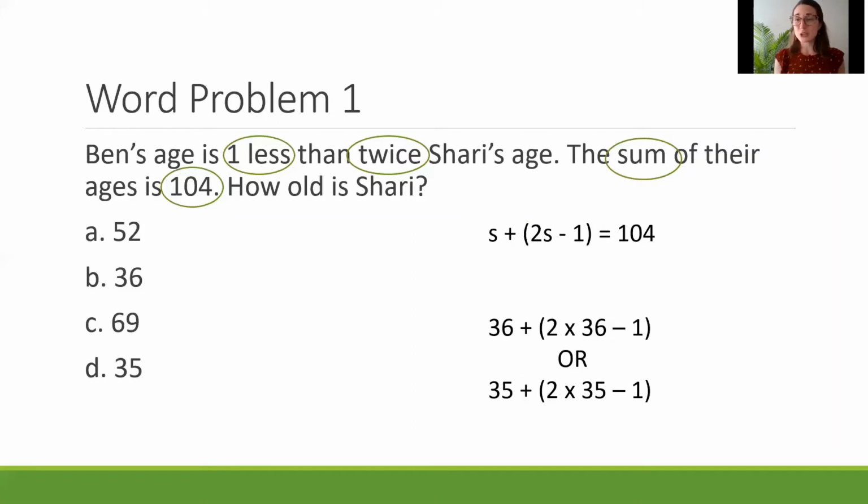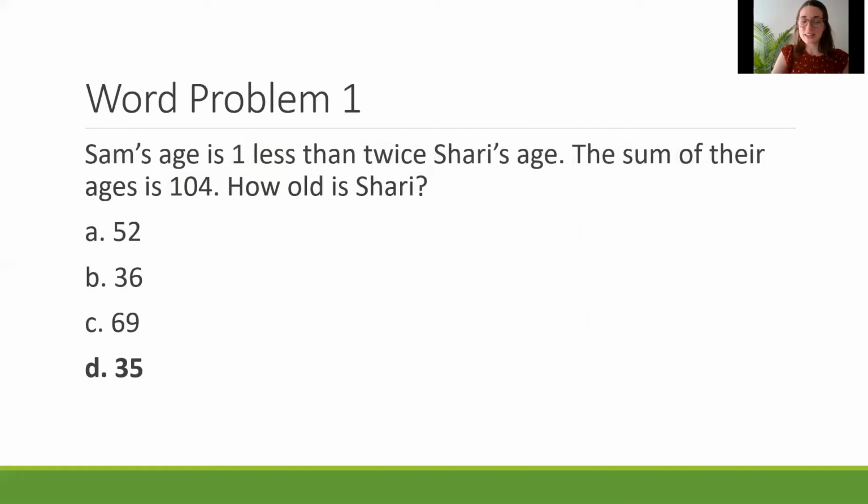So it will come down to which of the other 2 options fit in our equation. And what I can do is just plug those options into the equation and see which one works. So you can see below, I could do 36 plus 2 times 36 minus 1, or 35 plus 2 times 35 minus 1. And one of those should equal 104. If you plug those in and take a look at the answers, the final answer is 35.